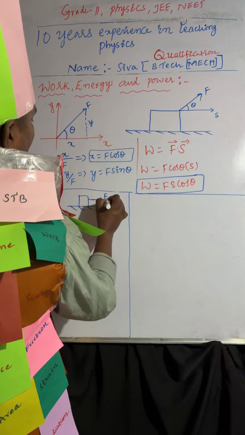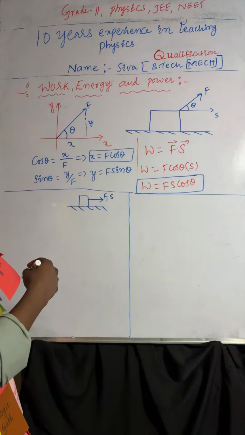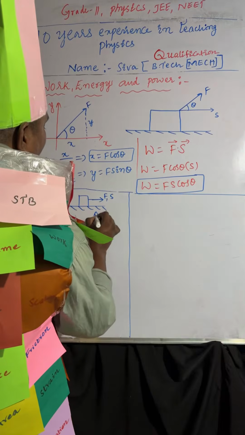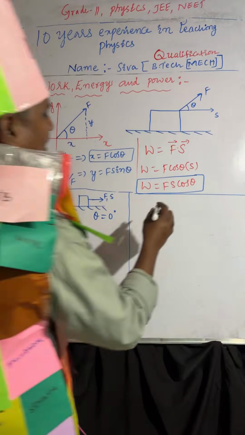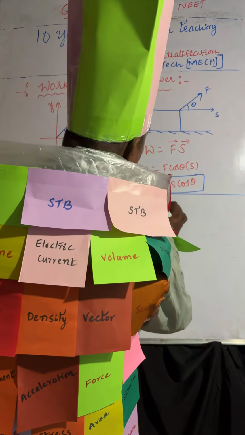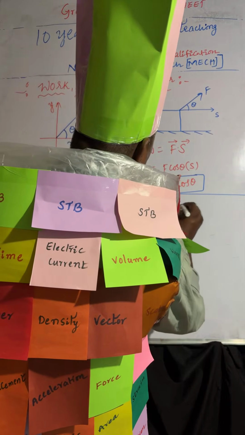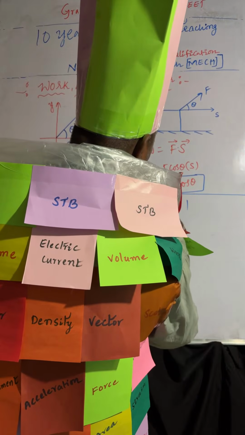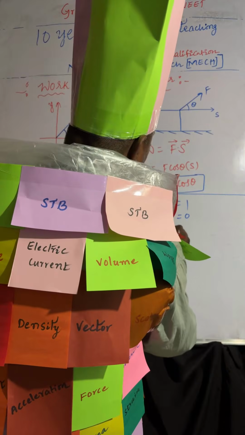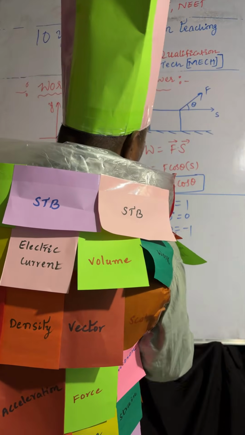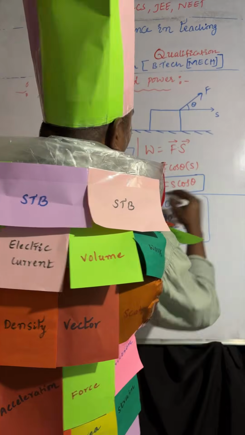Force and displacement both are acting in the same direction. At that time theta equals 0. These are very important: cos 0 is 1, cos 90 is 0, cos 180 is -1. These three values are very important.